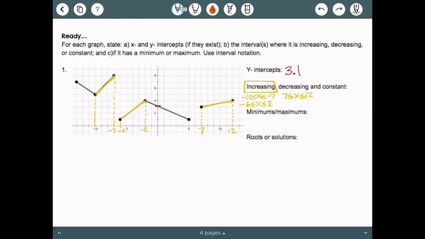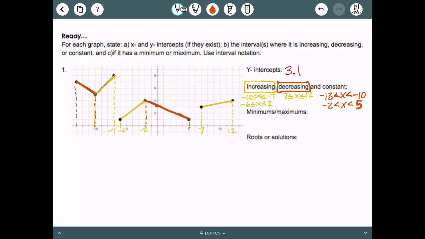And then I'm going to go ahead and do my decreasing ones, anywhere that's going down. So I see that from here to here, and from here to here. So I see only 2 there. So it's decreasing from -13 on the x to -10, and then also decreasing from -2 on the x-axis to 5.